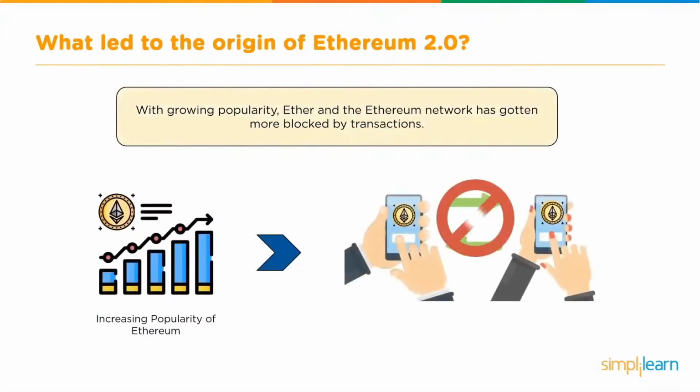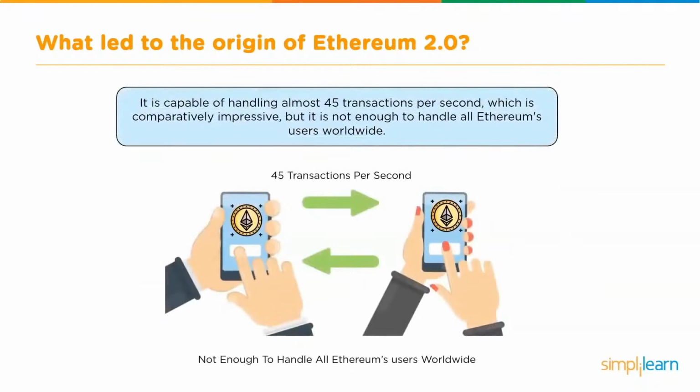With growing popularity, Ether and the Ethereum network has gotten more blocked by transactions. Currently, it is capable of handling 15 to 45 transactions per second, which is comparatively impressive, but it is not enough to handle all of Ethereum's users worldwide. Also, the high demand is driving up transaction fees.